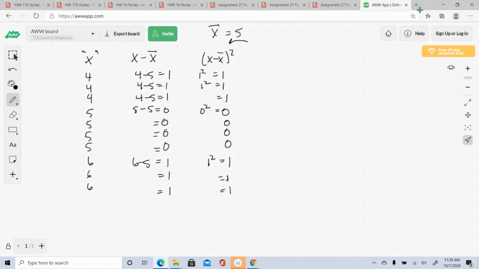Now, these should always be positive, because when you square something, it's positive. You could end up getting negative numbers in here for x minus x bar, but when you square them, negative times negative will give you positive. That's one reason why we do that in the problem. Now, that is what you're going to take the sum of, because remember what our formula was for standard deviation? It's x minus x bar squared. So we're going to find the sum of all that.